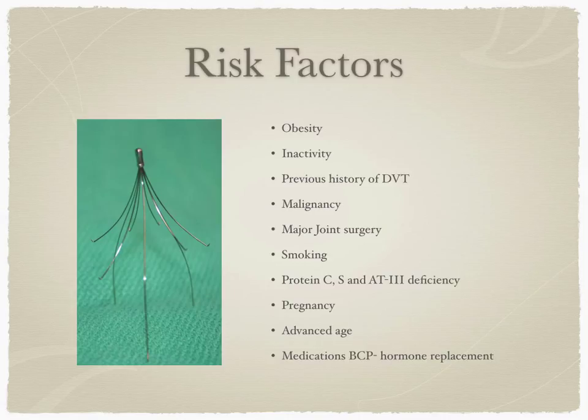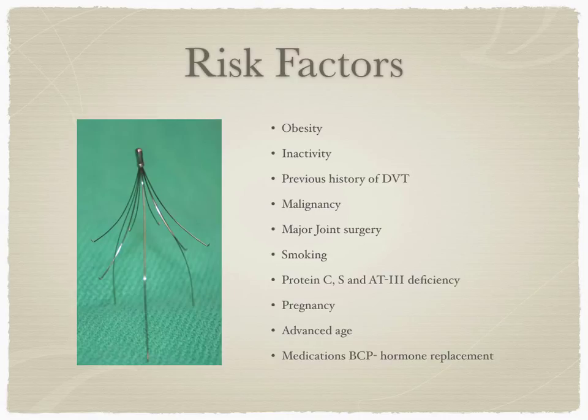Major orthopedic or joint surgery such as knee or hip replacement surgery, and smoking, particularly any type of tobacco use, increase the risk of deep vein thrombosis. There are some specific pre-existing enzyme deficiencies such as protein C, protein S, and antithrombin 3 deficiencies, all of which make a patient more coagulable and render them to form blood clots easier.